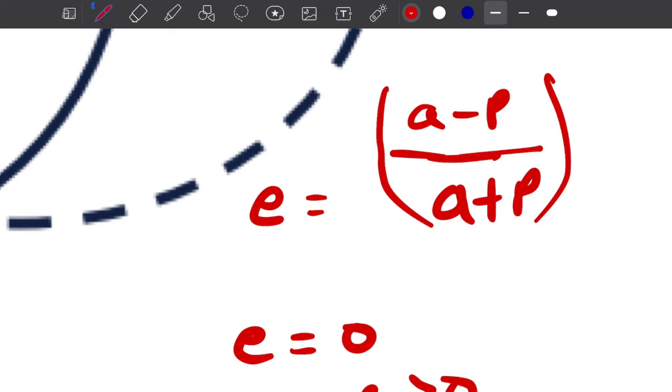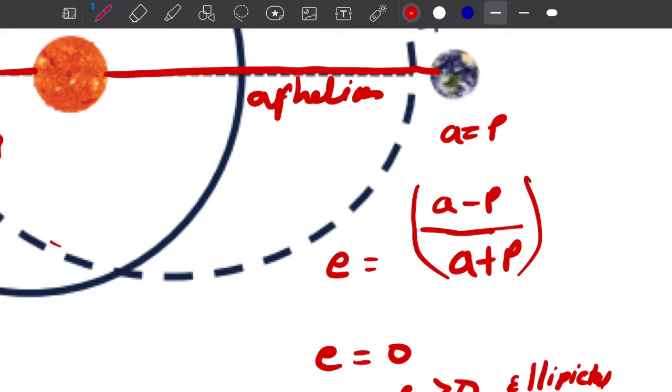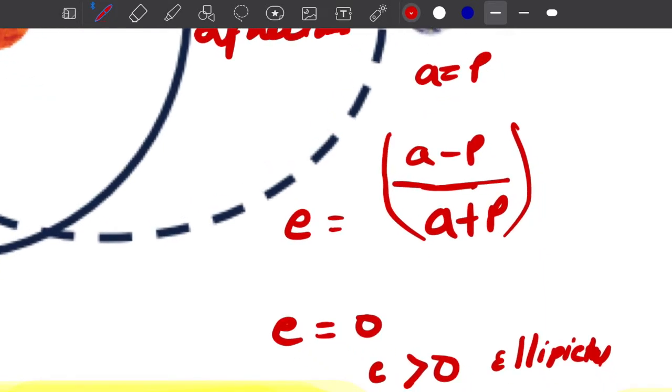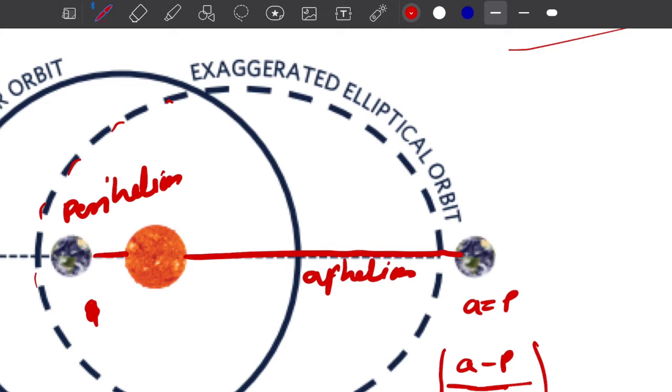And when E is greater than 0, we can say that the orbit is not circular, it is elliptical in nature. Here we can see that this orbit is elliptical, right? So here the eccentricity is greater than 0. Always remember that the Sun is not in the center of this ellipse, and according to Kepler's first law, all planets revolve around the Sun in an elliptical orbit, where the Sun lies at one of the two foci of the ellipse.